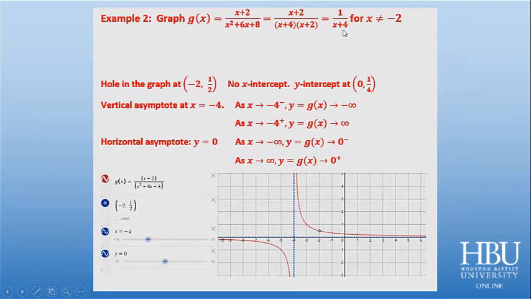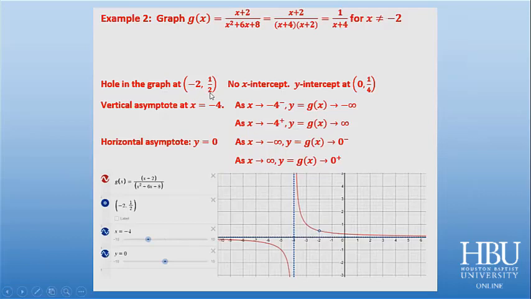The function 1 over x plus 4 is defined at -2, but my original function, which I'm trying to graph, is undefined at -2. Since this was a factor that canceled out, that gives rise to a hole in the graph when x is -2.